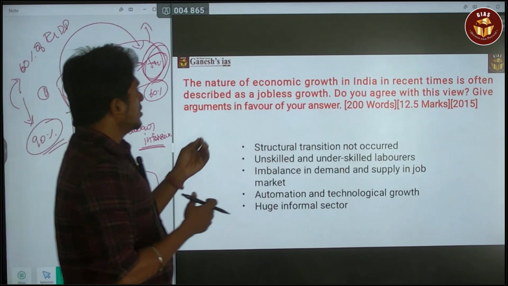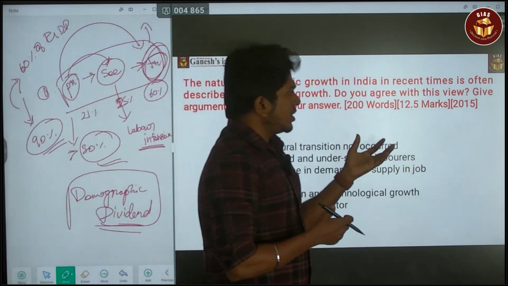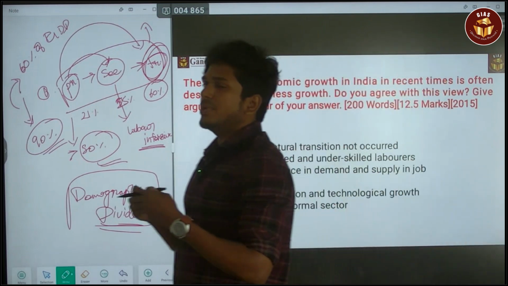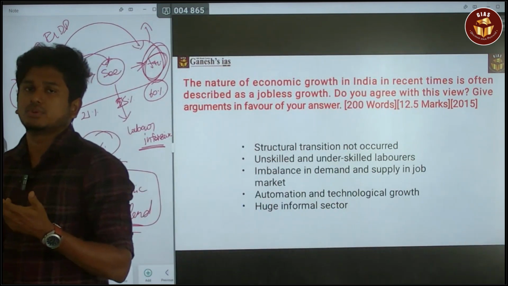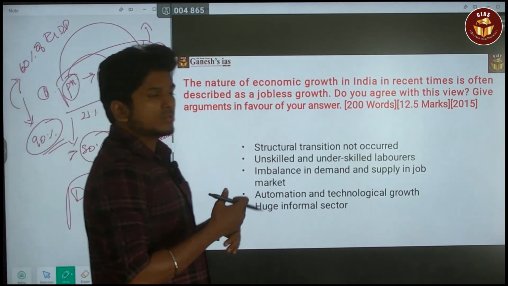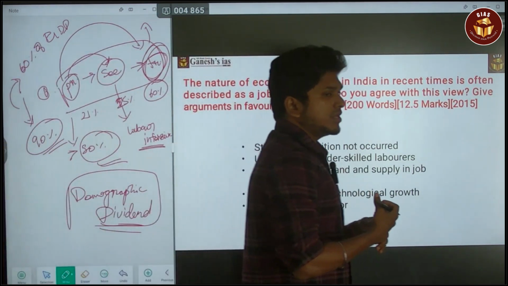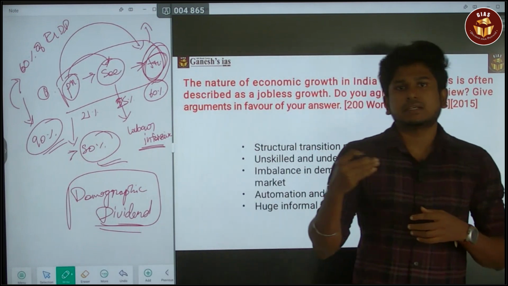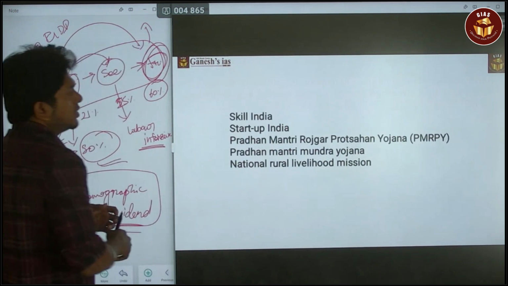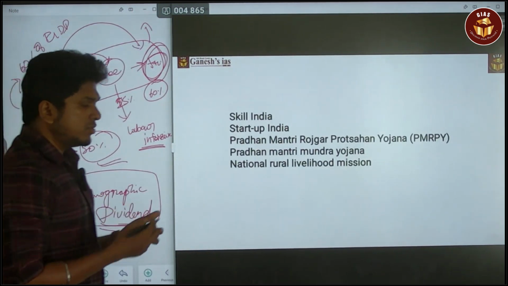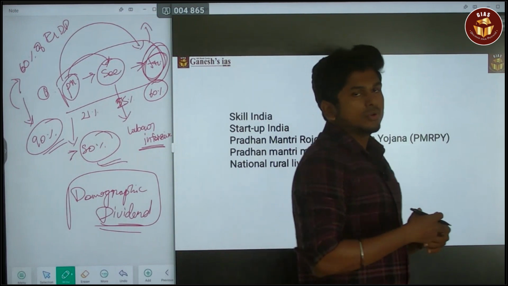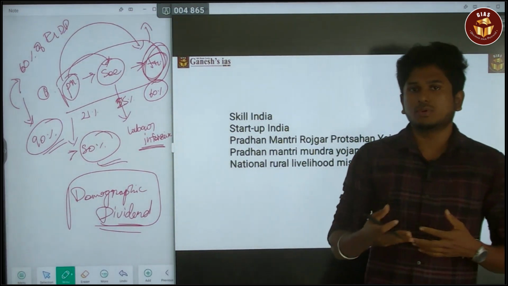Afterwards, since it is a 12.5 mark question, in that scenario you have to give certain measures taken by the government to overcome this jobless growth, or else you can give suggestions. But for better answering, you should give certain government measures to overcome this jobless growth. There are n number of schemes, and you can list around 5 to 6 points.